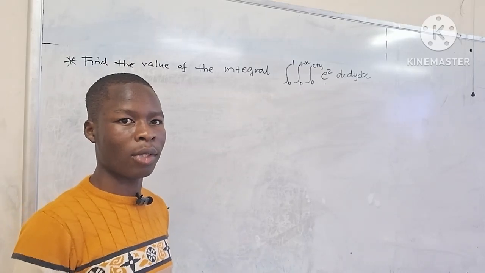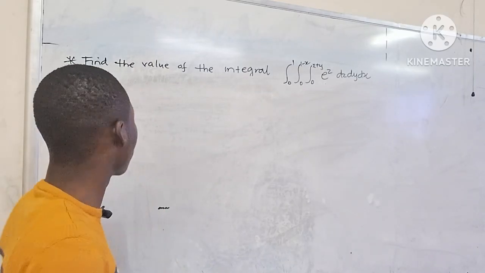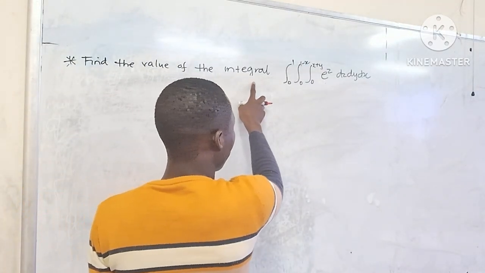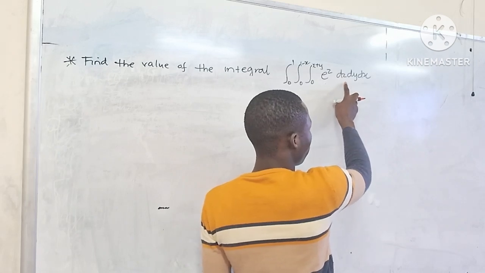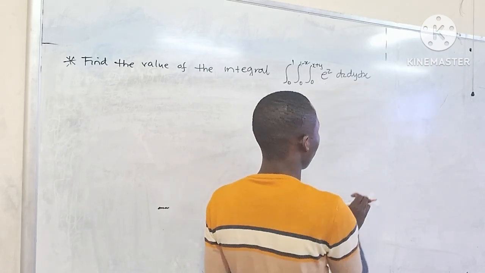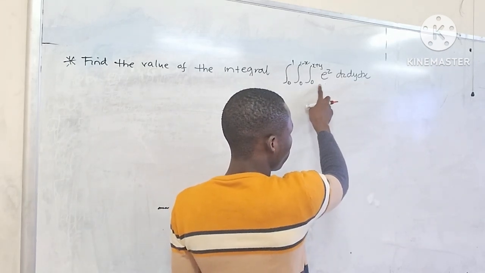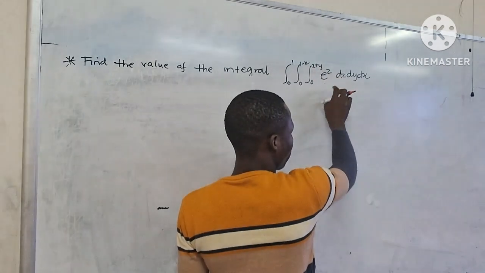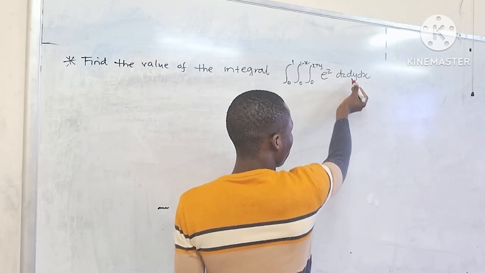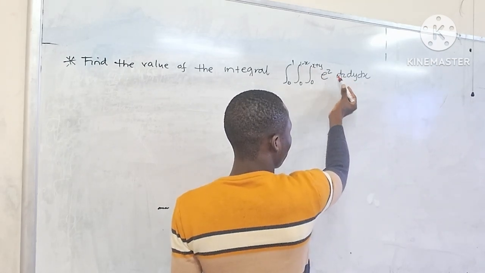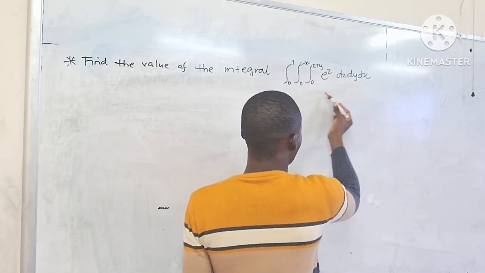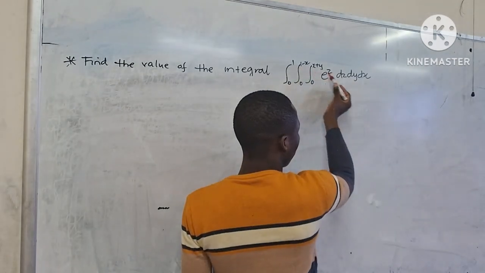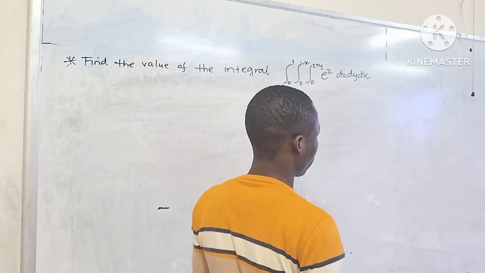Okay guys, let's do the following question together. Find the value of the integral of this function dz dy dx. 0 is the lower limit of z, x plus y is the upper limit of z. 0 is the lower limit of y, 1 minus x is the upper limit of y. 0 is the lower limit of x, 1 is the upper limit of x.